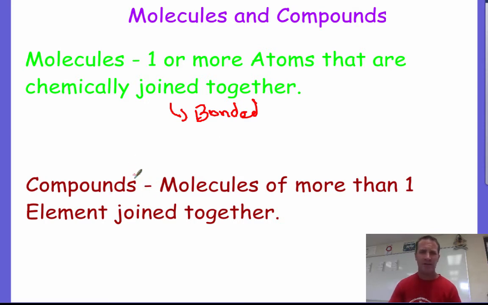A compound is very similar to a molecule. In fact, it's a type of molecule that has more than one element joined together. Again, joined means bonded. So compounds are types of molecules.